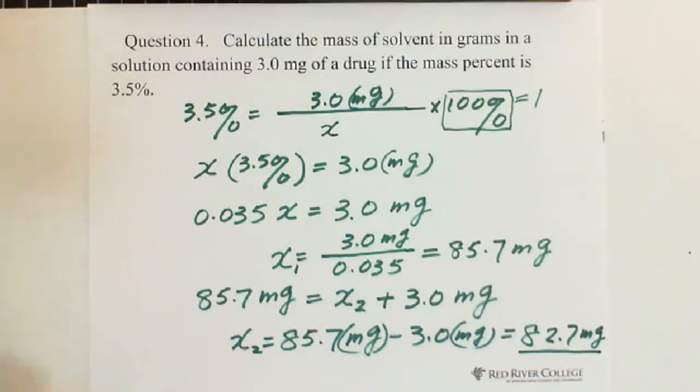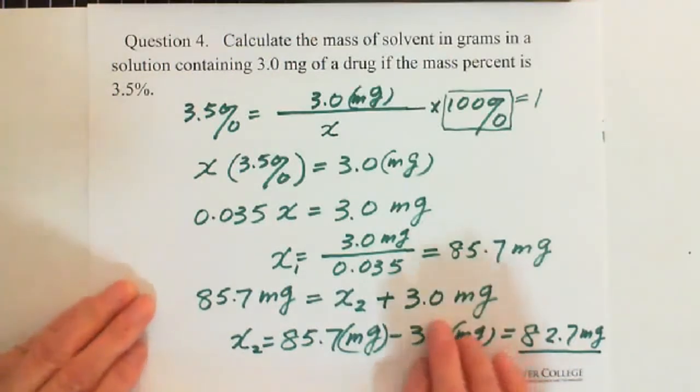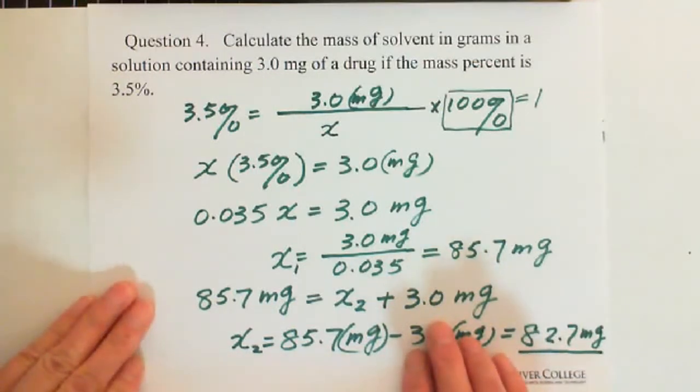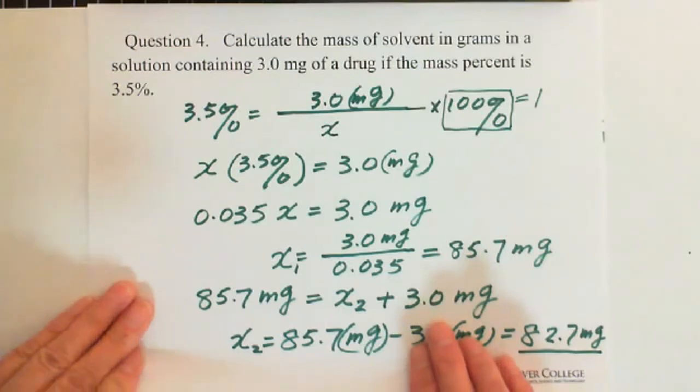So for this question, just be careful: the total mass of solution equals mass of solute plus mass of solvent. To find the solvent, we first need to find the solution, then subtract the mass of solute. Then we get the answer.